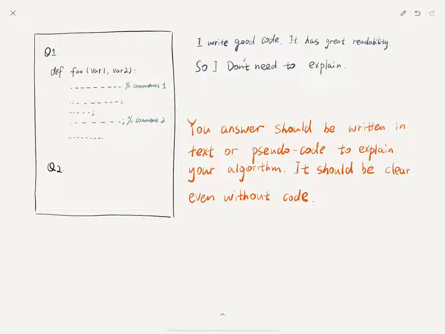The reason is, no matter how high the readability of the code is, it is still hard to go through the code line by line and figure out the actual algorithm. The code is not considered as justification you provide for the question, but rather it is supplemental material to make your explanation clearer.